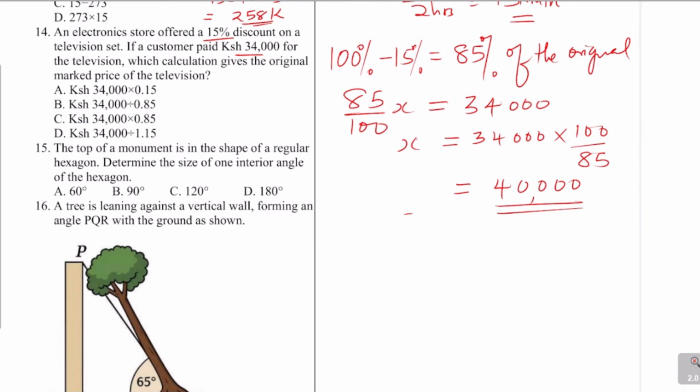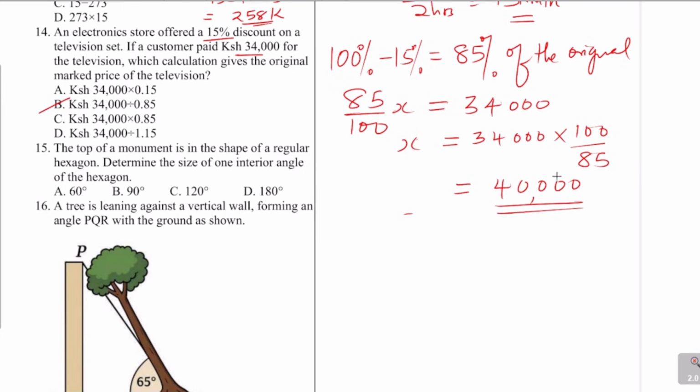So you take the first one, 34,000 multiplied by 0.15. That one gives 5100, which is not correct. Then 34,000 divided by 0.85 gives 40,000, and that is exactly what we need.